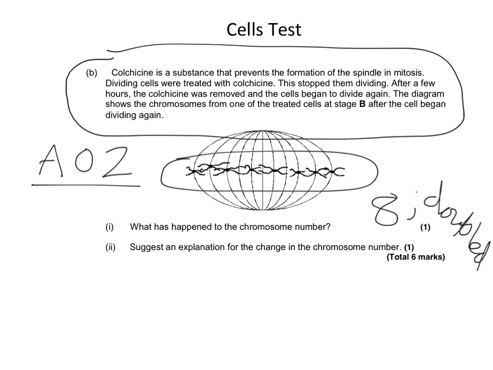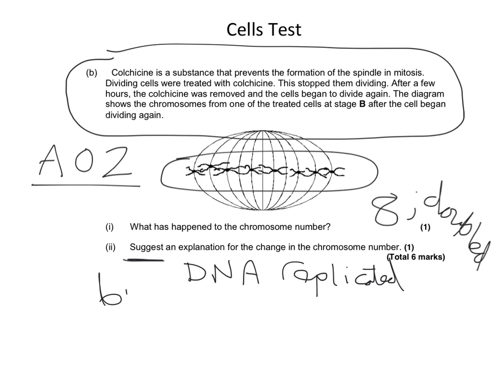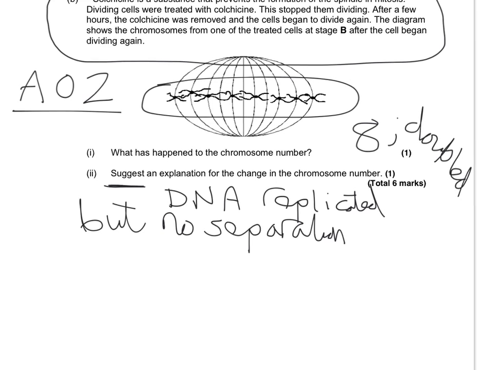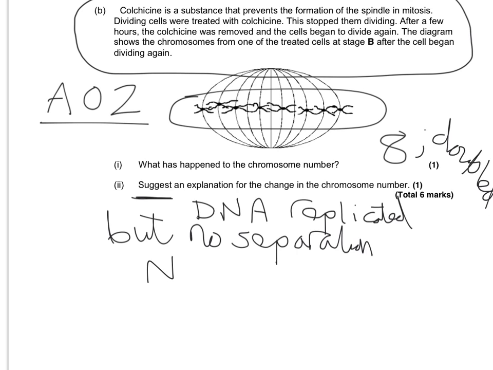So looking at the next question, it has this command word suggest. Now suggest is an interesting thing because there are several answers you can include. So you need to suggest why it has doubled. Well, basically the DNA has replicated. Definitely it's replicated because it's gone from 4 to 8, okay? But there's been no separation, or you can say that there's no cell division, okay? So there's no cell division there.